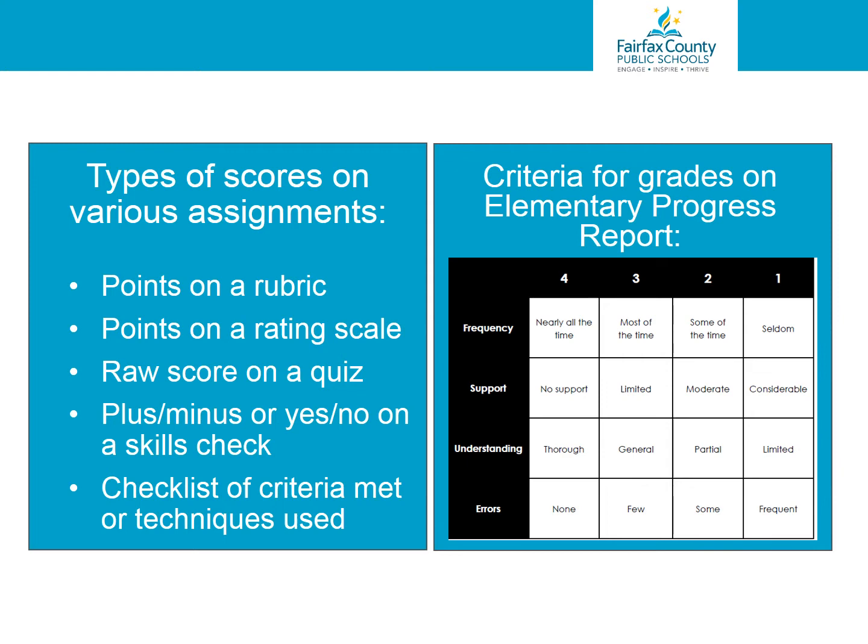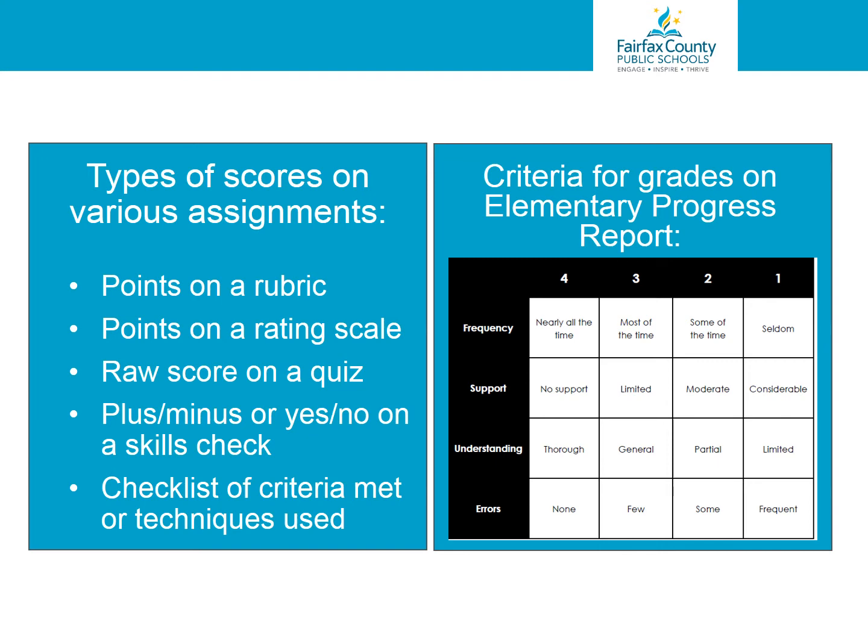Scores that are earned throughout a quarter go into consideration when generating grades on the elementary progress report. The box on the left lists some possible ways to score evidence of student learning. On the right is a matrix that describes expectations for earning a 4, 3, 2, or 1 on the progress report.